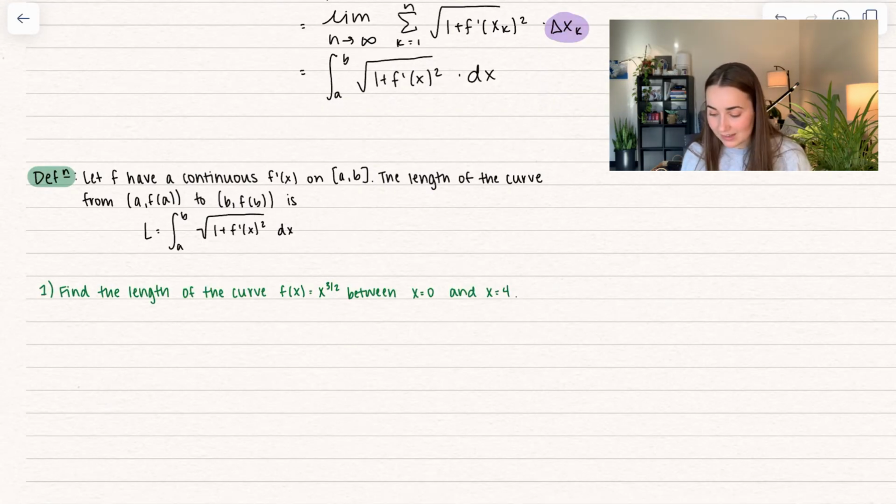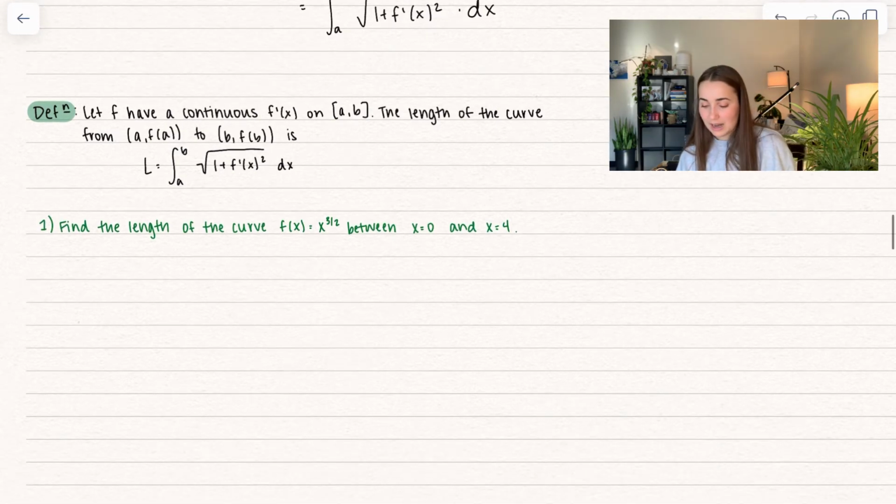We have that f has a continuous first derivative on the interval a to b. The length of the curve from the two points, so the two endpoints, is L, equal to what we just found. So let's go ahead and try an application of this.